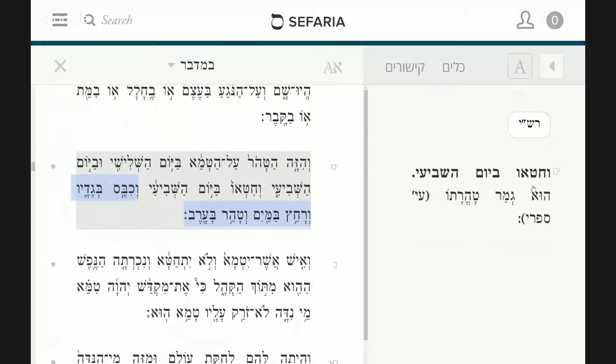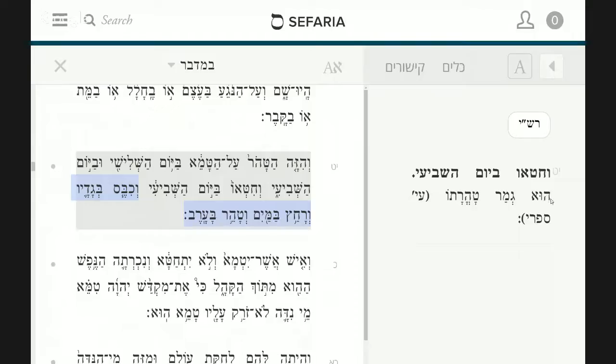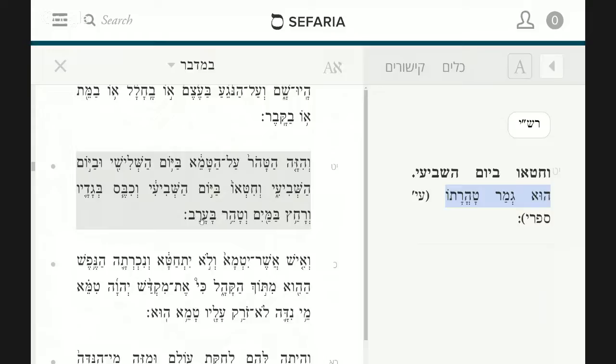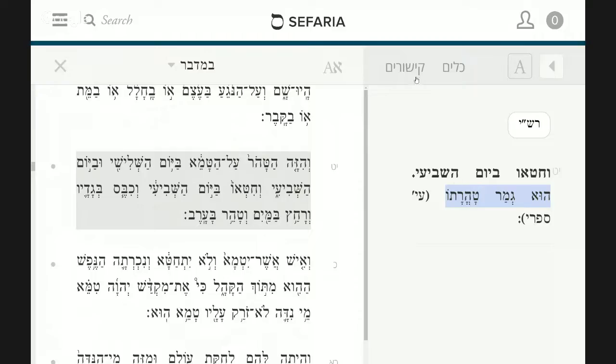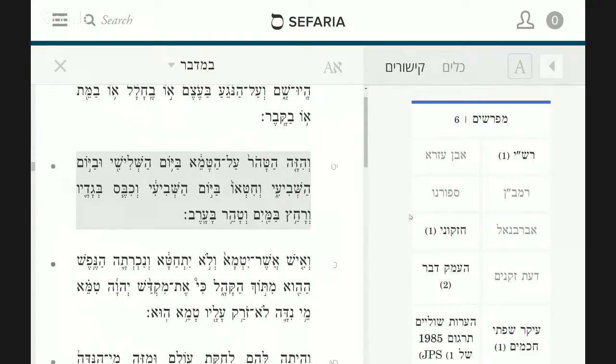According to Rashi, it just says he finishes his purification. So no indication of that. He becomes pure on the 7th day. He's finishing his purification, so that's what it seems to imply there. Let's see what else.